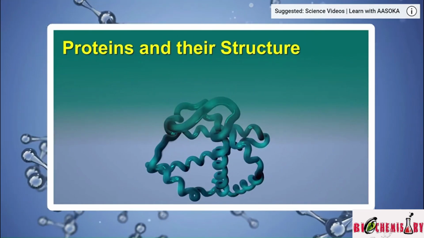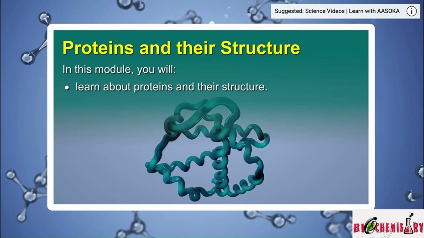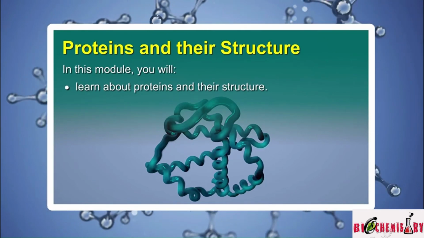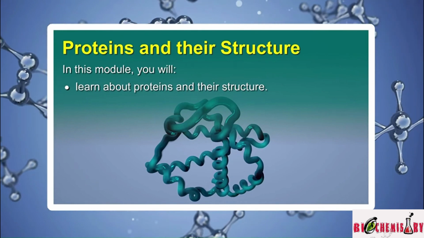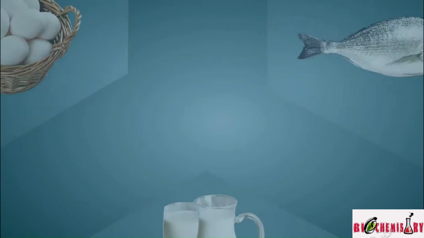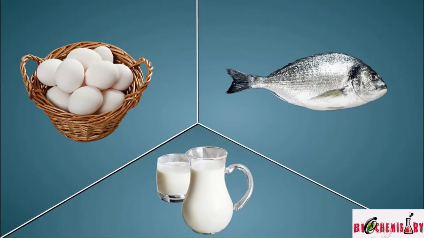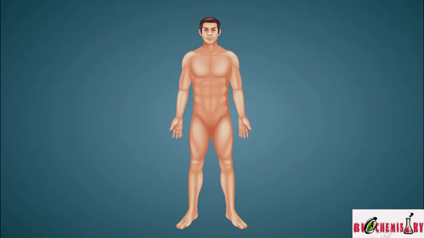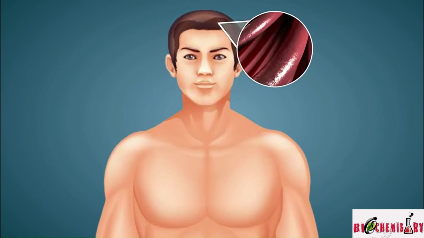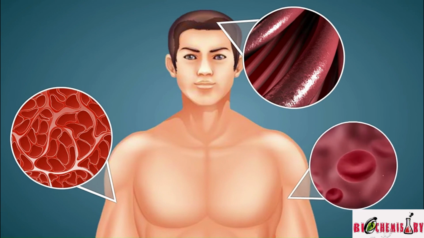Proteins and their structure. In this module, you will learn about proteins and their structure. It is often said that we should include protein-rich food in our diet. Proteins are present in many food items such as eggs, fish, and milk. Proteins are not just present in foods, they are also an integral part of our body. They are present in our hair, muscles, and even in hemoglobin.